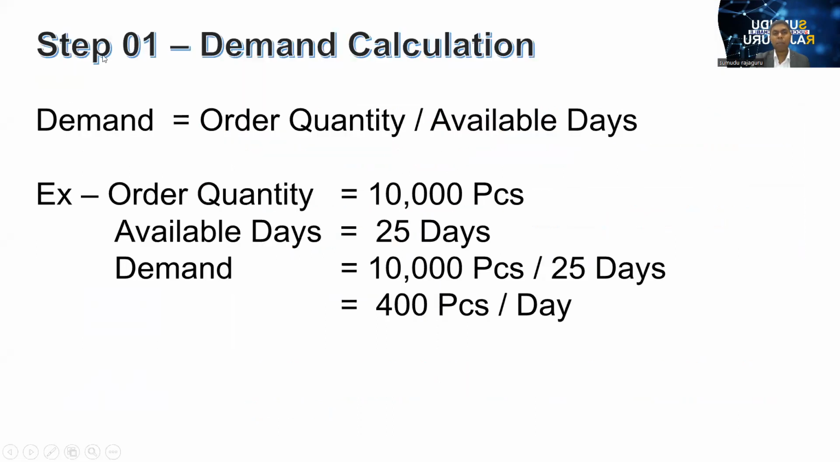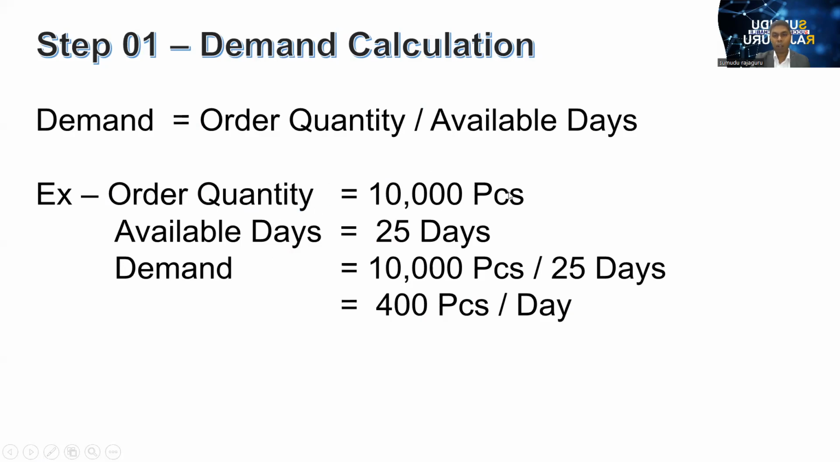Step number 1, demand calculation. When you are going to draw the value stream map, the first thing you have to calculate is the per day demand. This is very easy. Per day demand equals order quantity divided by available days.